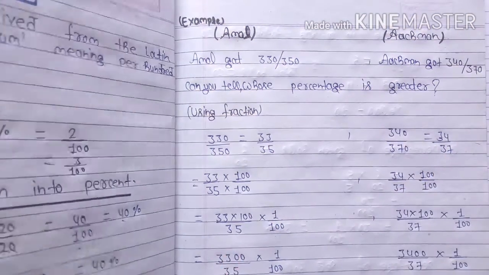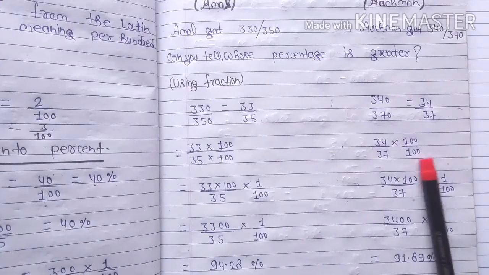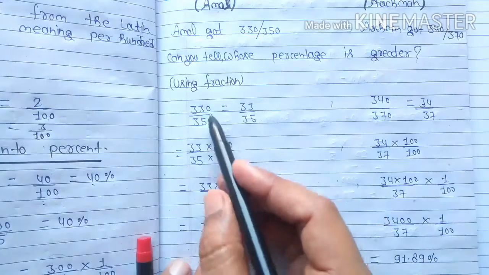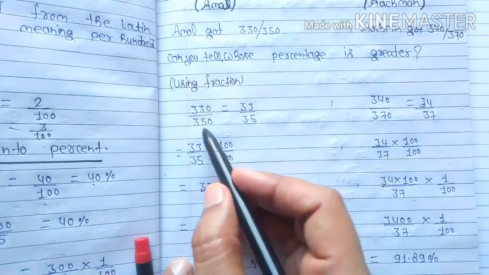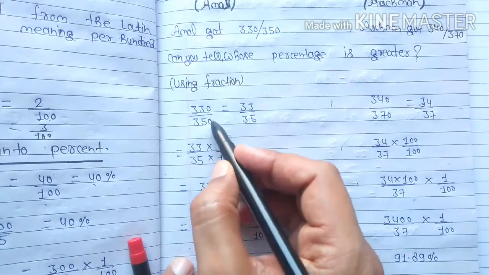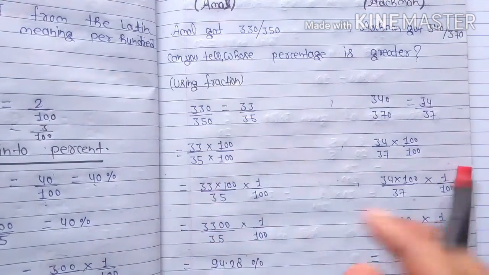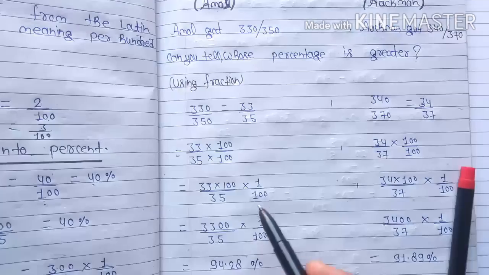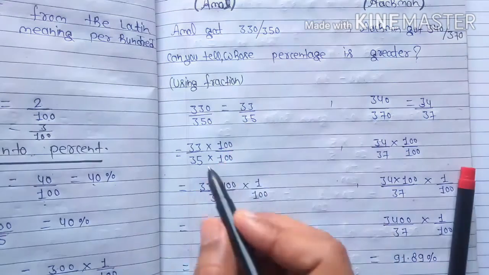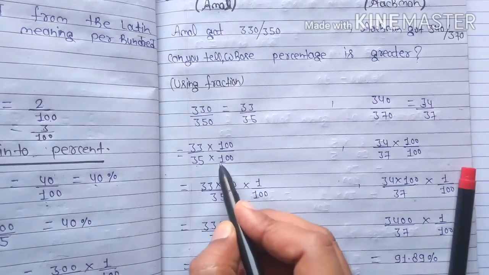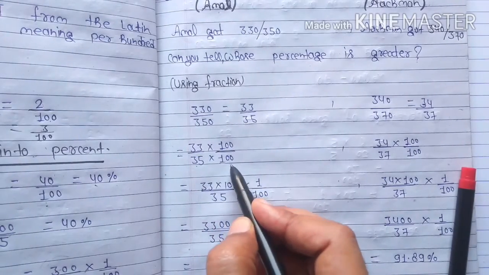Students, let us see. Try to solve this question using fractions. First, Amol got 330 marks out of 350. You can write it, canceling out, as 33 upon 35. Now, changing the fraction into percentage, first of all we have to change its denominator to 100. Then we multiply its numerator as well as its denominator by 100.